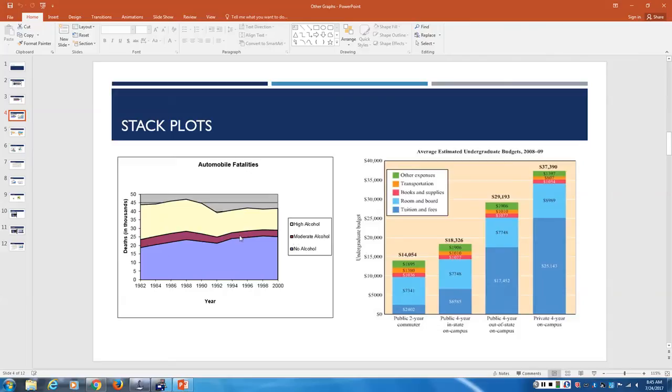And notice that the moderate alcohol doesn't really make up a significant portion of the total number of automobile fatalities.